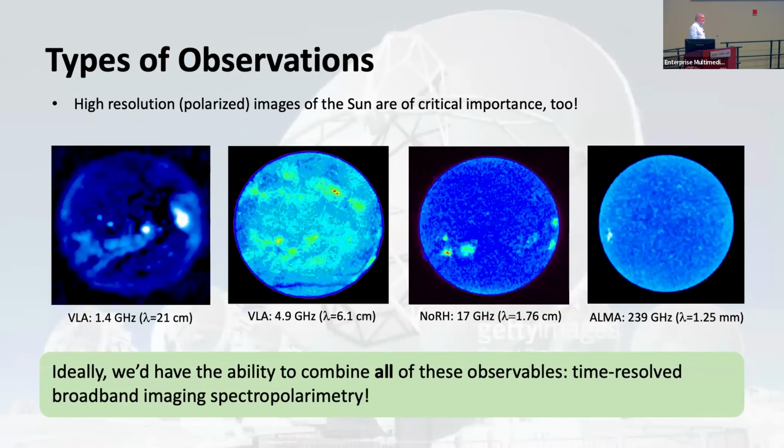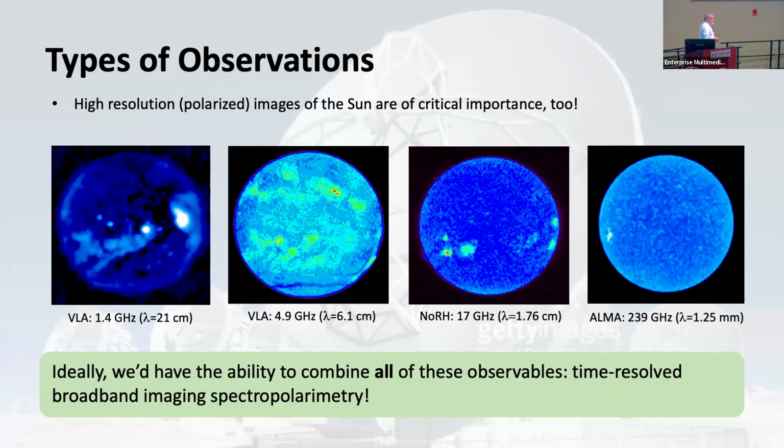Okay, well, we want to make pictures too. It turns out you can make images of the sun just like any other astrophysical source. Here's some examples from different telescopes. The VLA at 21 centimeters on the left. At 6 centimeters, that required something called mosaicing. Nobeyama radioheliograph at just under 2 centimeters, all the way up to 1.25 millimeters with ALMA. Sun looks like the sun, but with obvious, interesting features on the disk.